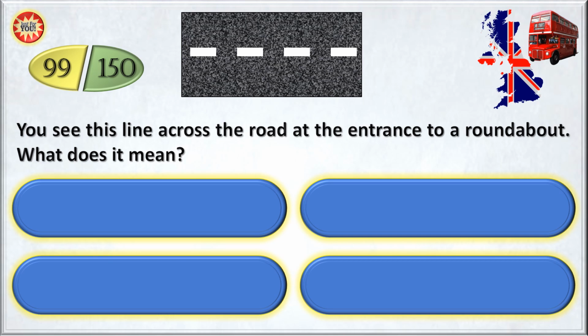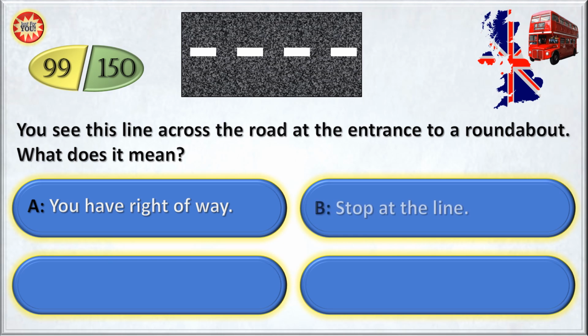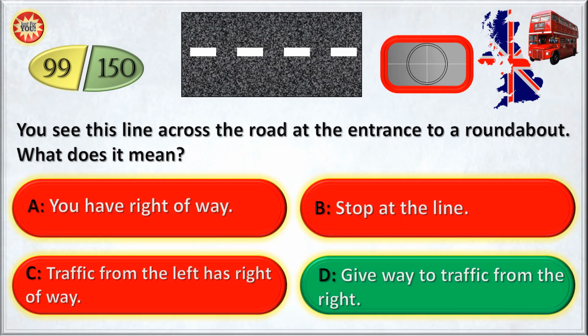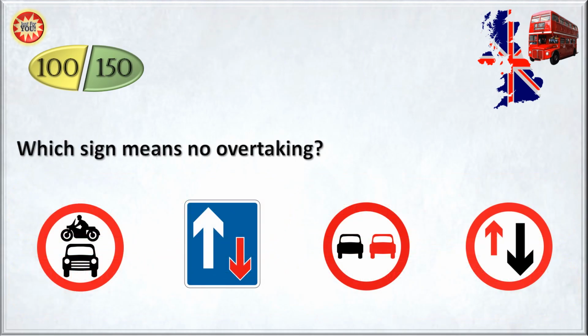You see this line across the road at the entrance to a roundabout. What does it mean? You have right of way. Stop at the line. Traffic from the left has right of way. Give way to traffic from the right. Which sign means no overtaking?